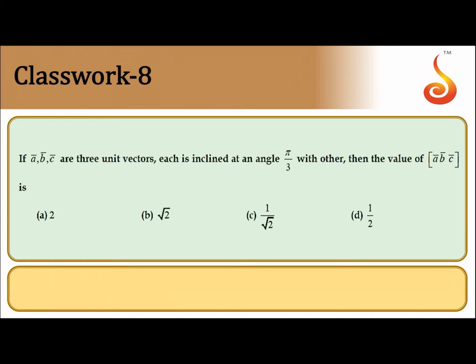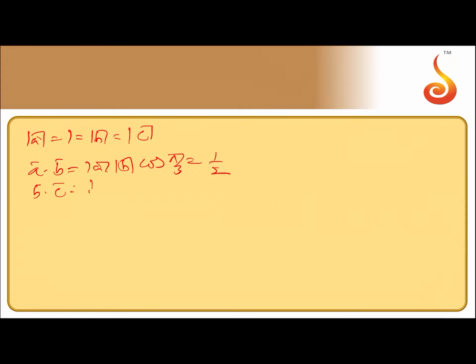A, B, C are 3 unit vectors, each inclined at an angle pi by 3 with each other, then find the value of [A B C]. Each one, A, B, C are unit vectors. Modulus of A is equal to 1, modulus B is equal to 1, modulus C is equal to 1. And A dot B is equal to modulus A, modulus B, cos of the angle between them, that is equal to 1 by 2. Similarly, B dot C is equal to 1 by 2, C dot A is equal to 1 by 2, and you are required to calculate [A B C].